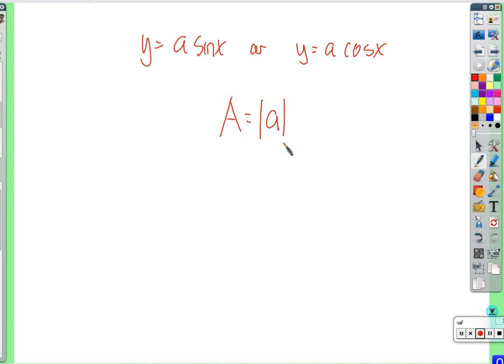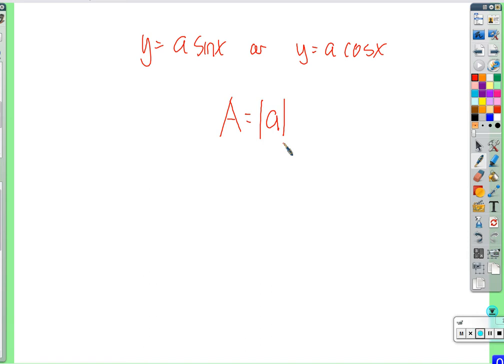What is little a? Little a is just right up there. You see, little a is the number that's multiplied by sine of x or cosine of x. Multiplier. So in the two examples that we've done, 2 would be a for the first one, and negative 1.5 would be a for the other. So we've changed the amplitude.